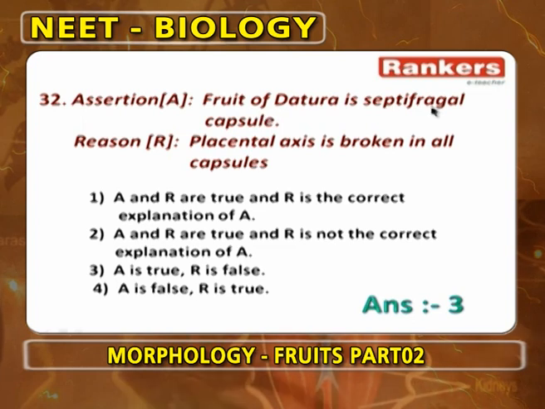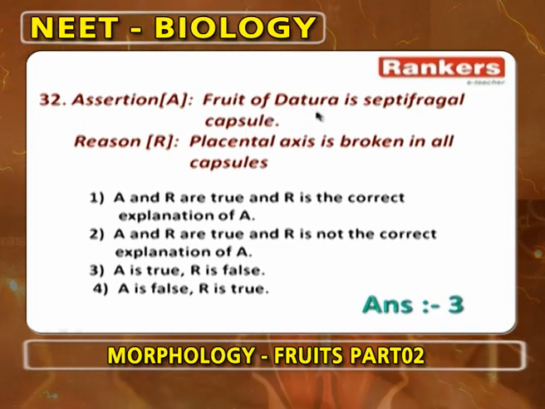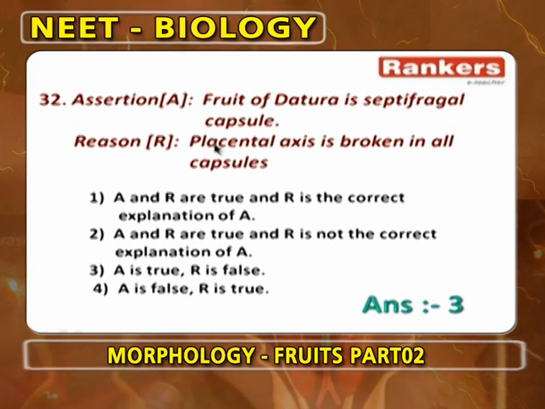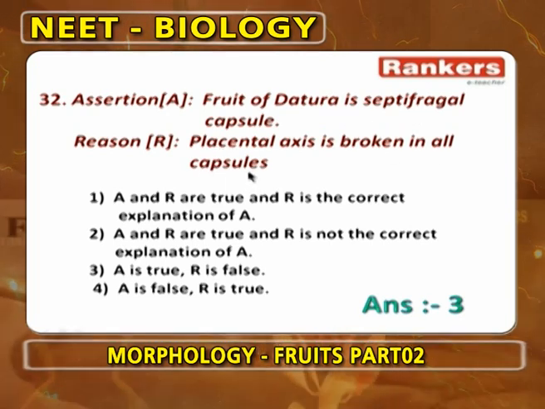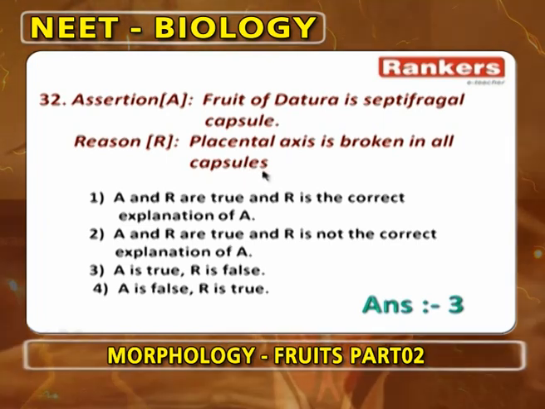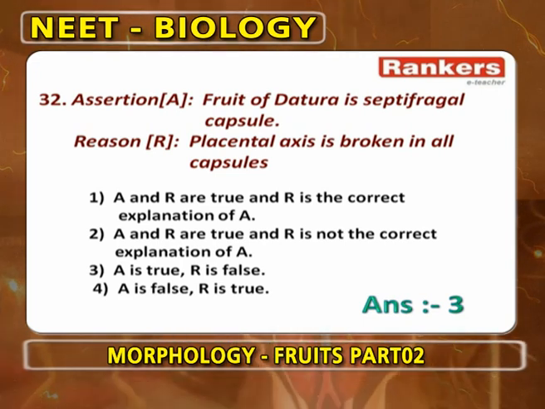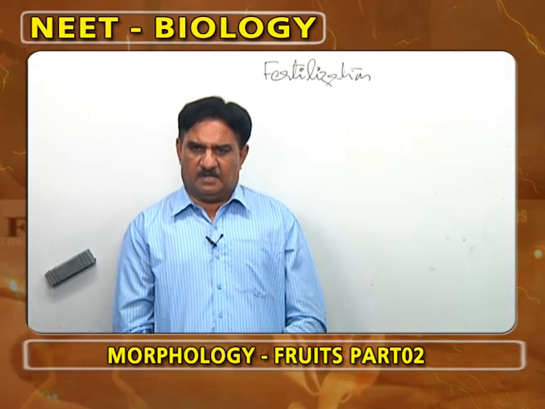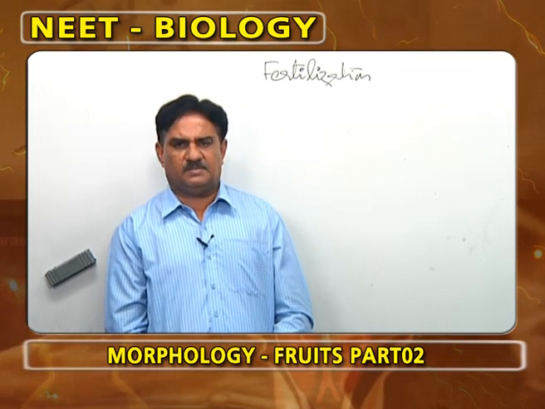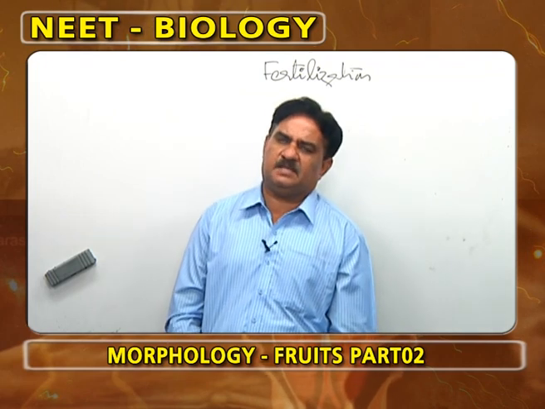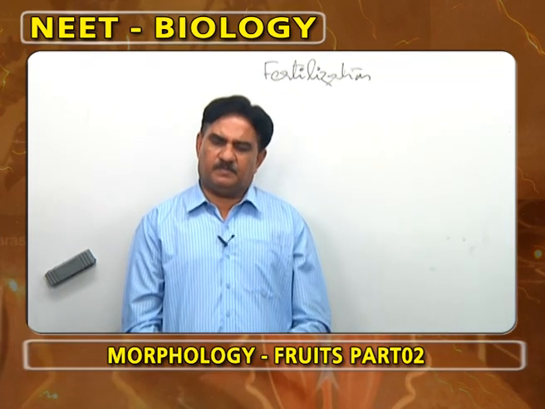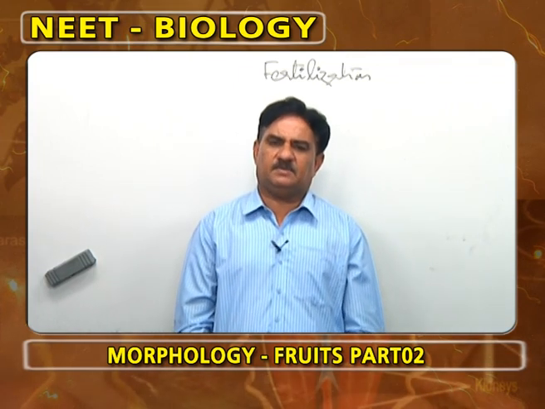Fruit of Datura is a septifragal capsule, correct. Placental axis is broken in all capsules is wrong. Placental axis is broken only in septicidal capsule and loculicidal capsule. In septicidal capsule, the capsule breaks between the carpels all along the septa. The breakage extends up to the central placental axis. The fruit breaks up into small bits whose number is equal to the number of carpels. In loculicidal capsule, the capsule breaks behind the locules almost at the center. Here also the breakage extends up to the central axis. The fruit breaks up into T-shaped bits and the number of bits is equal to the number of carpels.